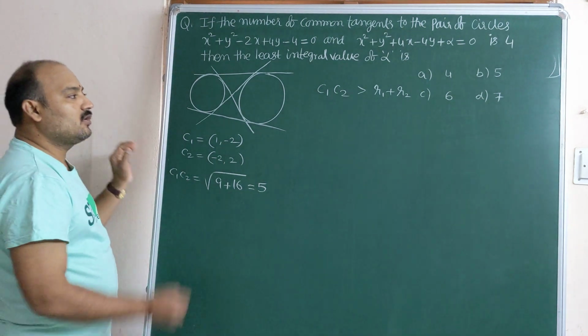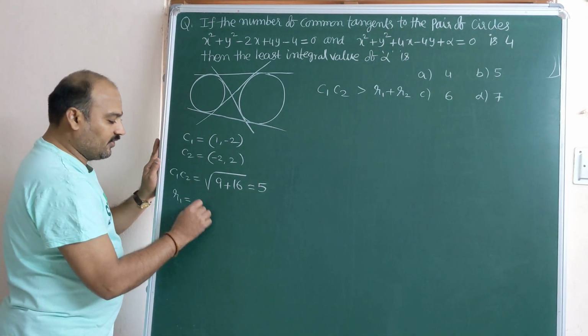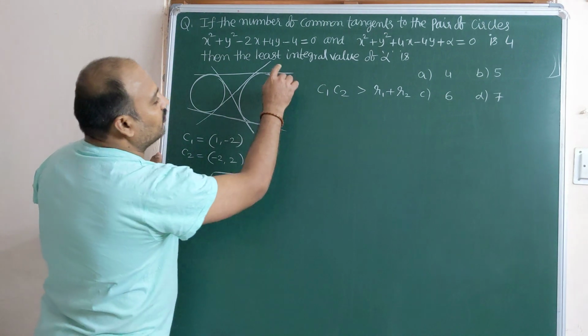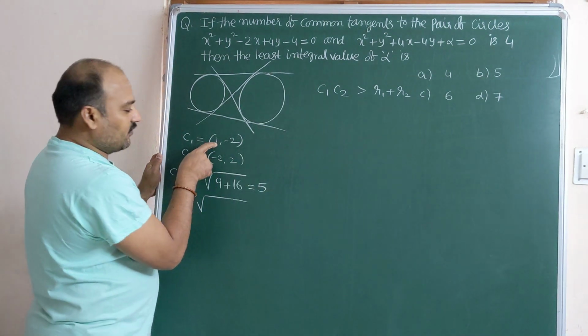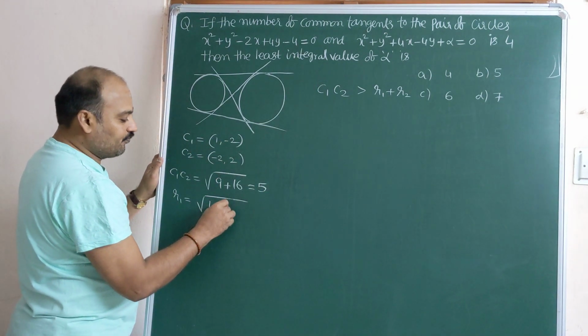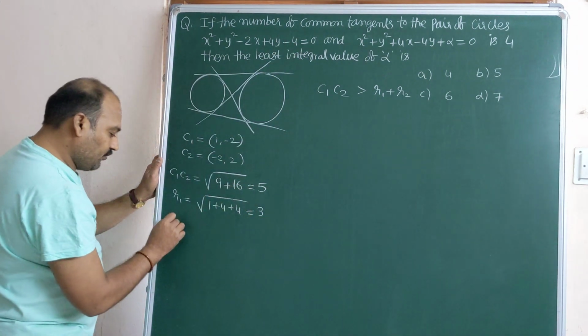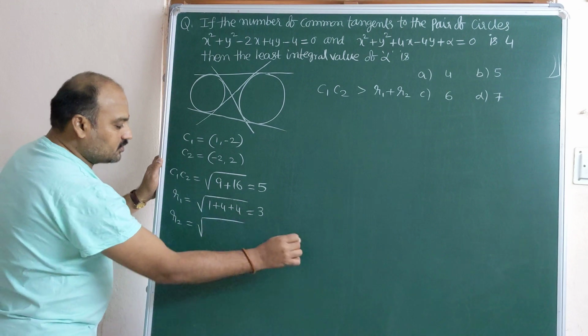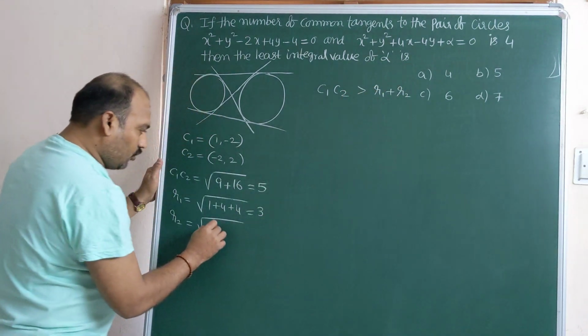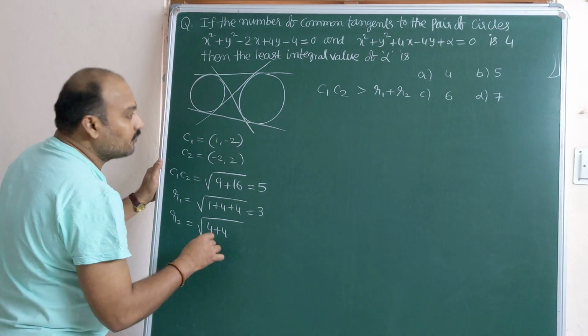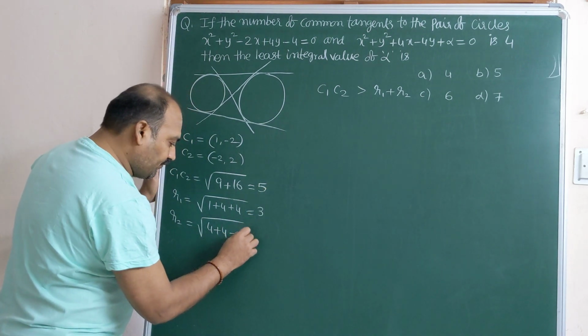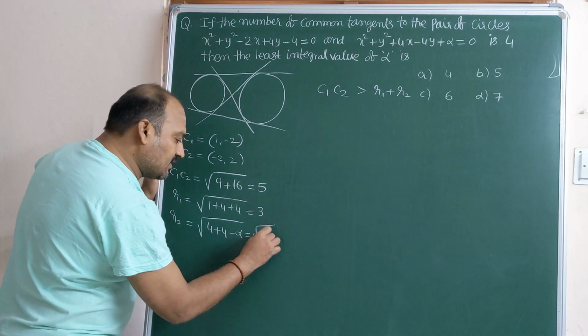The distance between them is this one. R1, the radius of the first circle, is equal to root over 1 square plus 4 minus of minus 4, which is root 9, meaning 3. R2 is the square root of 4 plus 4 minus alpha, so root 8 minus alpha.